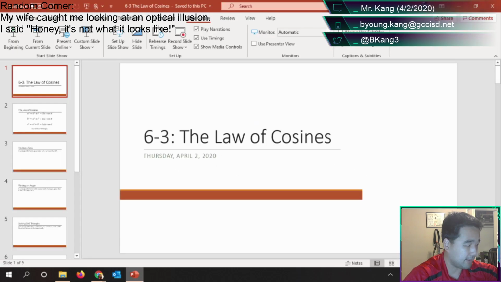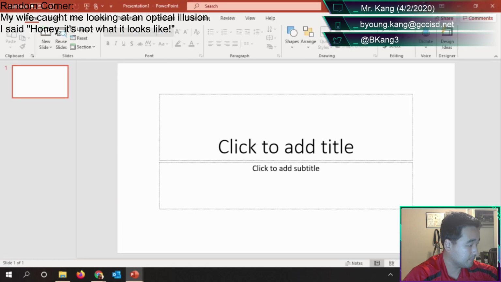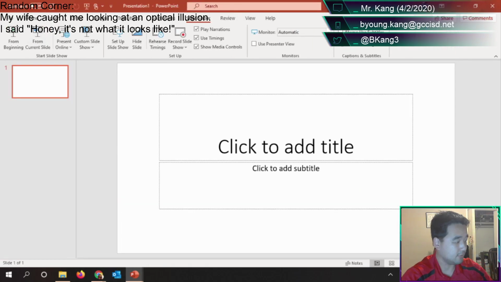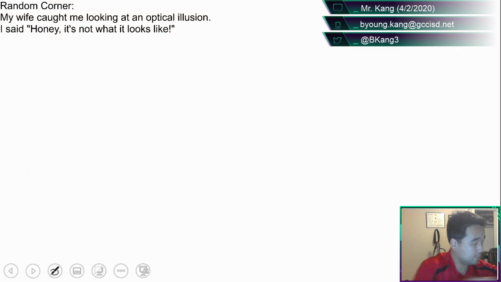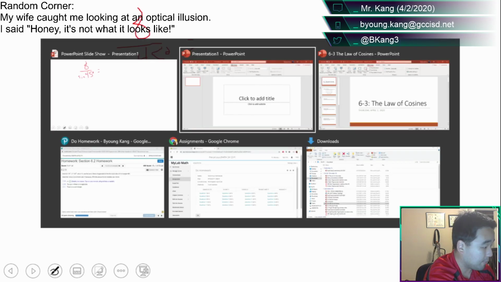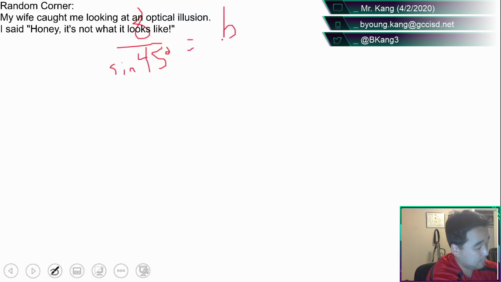So let's actually write down the work so you don't have to keep listening to me. It said side length A was 8. So you've got 8 over sine 45. So that's A over sine A. And then the problem says use the law of sines to find side B. So you can do B over sine B, which is 30.